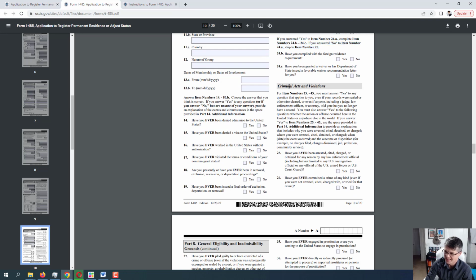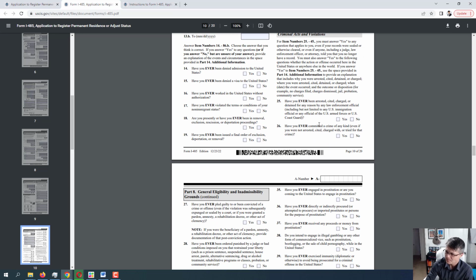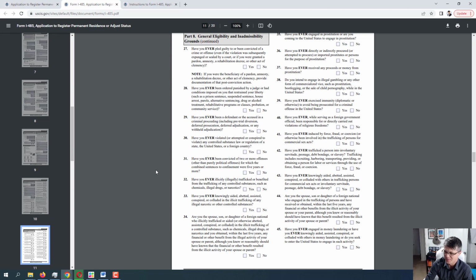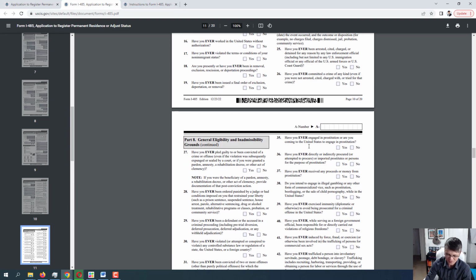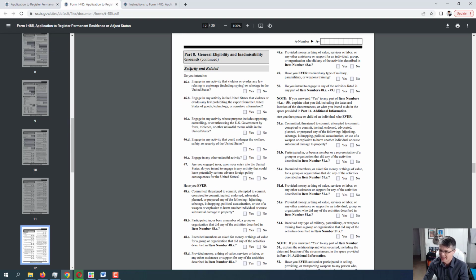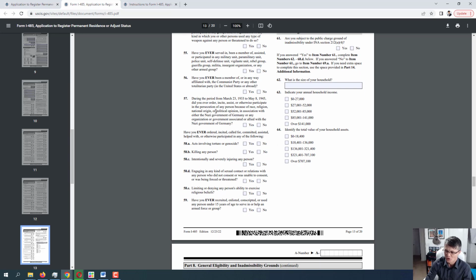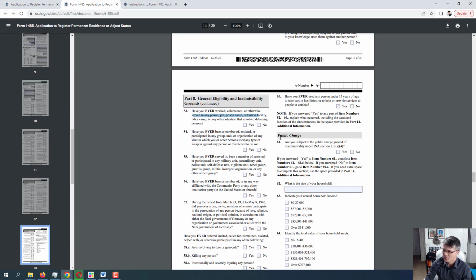Okay, so number 25. It's the criminal acts and violations. Again, if you have ever been arrested, if you have been a defendant or the accused in a criminal proceeding, if you ever violated some substance law, if you knowingly aided, abetted, assisted, conspired, or colluded in illicit trafficking, so all this crazy stuff. Hopefully it's all answered no. The same goes for security related, just a lot of yes or no questions. Have you ever worked, volunteered, or otherwise served in any prison, jail, prison camp? You get the point.